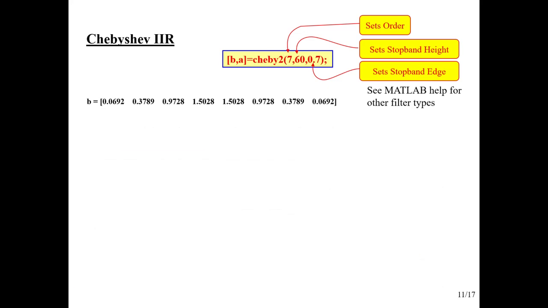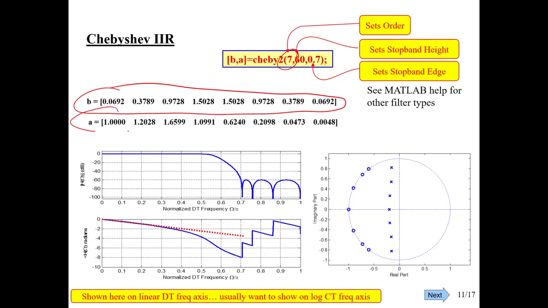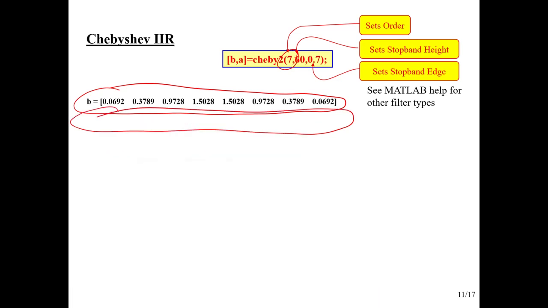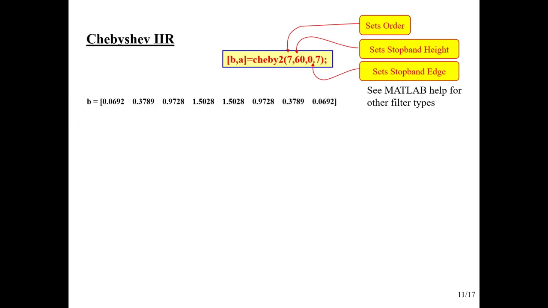Here I put in the order, and my animation's a little off. I show just the B vector, and you can see the A vector there is also 7 elements long. So I'm going to draw your attention away from those curves for the moment. So that sets the order. This is going to set the stop band height. It's really negative of that, as we'll see in just a bit. And this sets the stop band edge.